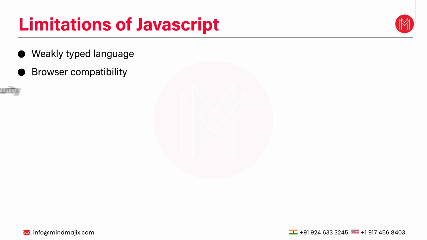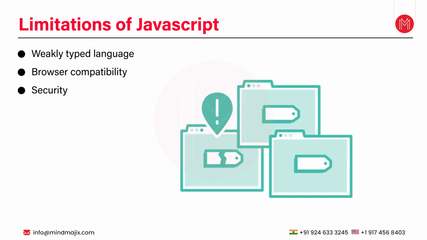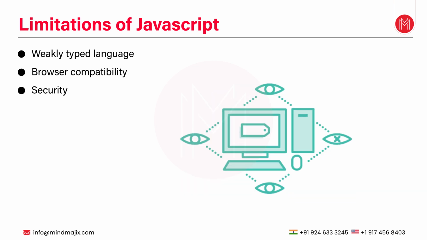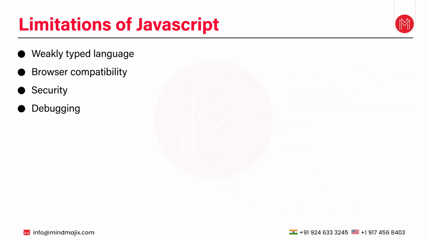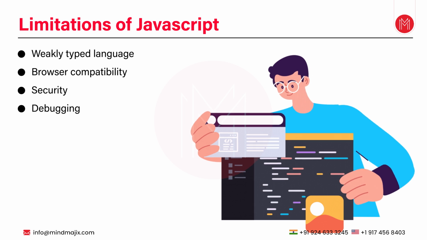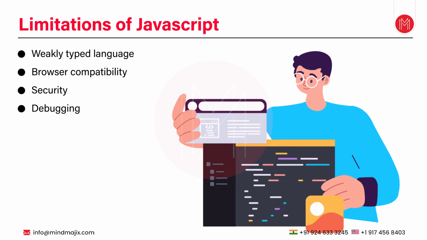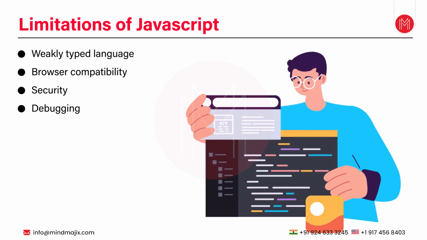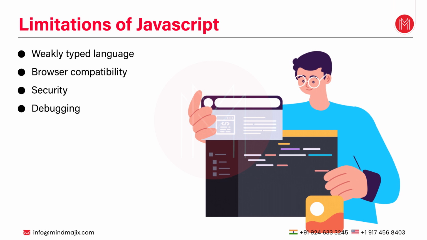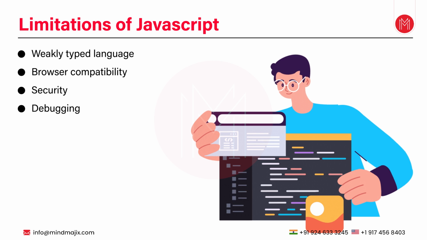The next limitation is that of security. JavaScript code that runs on the client side is vulnerable to exploitation by irresponsible users. And finally, the last limitation is debugging. While some HTML editors support debugging, they are less efficient than other editors. Since browsers don't show any warning for errors, finding the issue can most of the time be challenging. So these were some of the limitations of JavaScript.